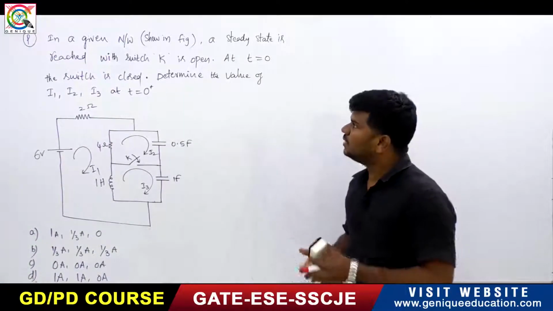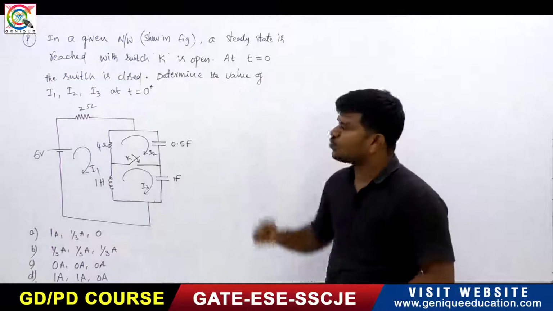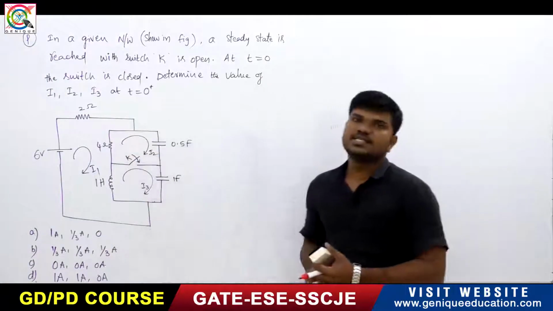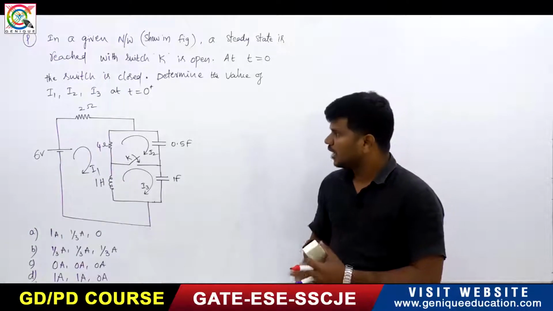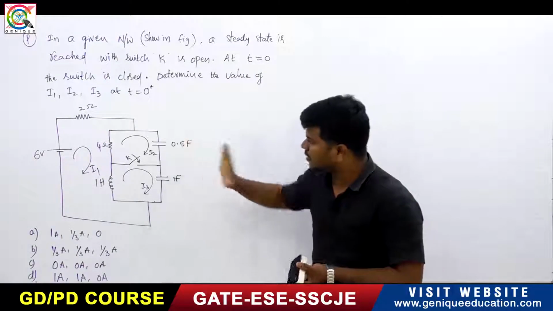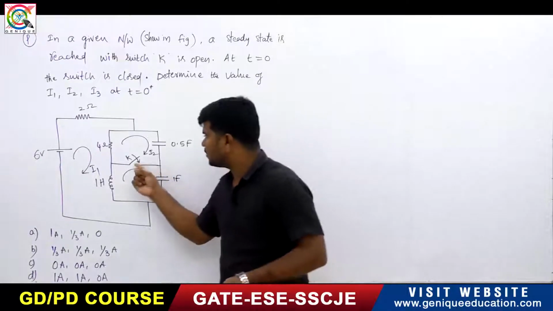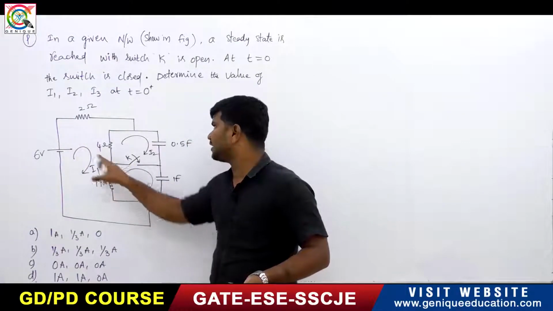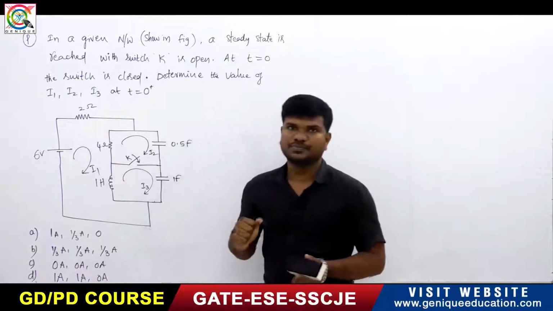See, he has given that with the switch K open, the circuit is in steady state. Even if it were not given, it can be seen, because even if the switch is open, the 6 volt source is connected to the inductor and the capacitors.